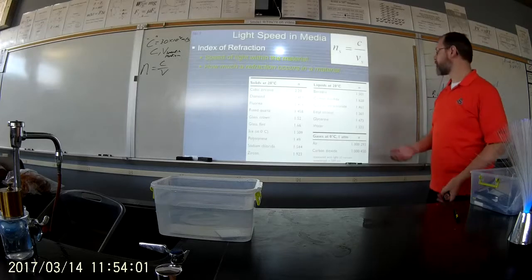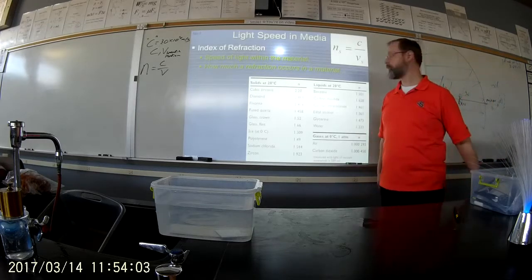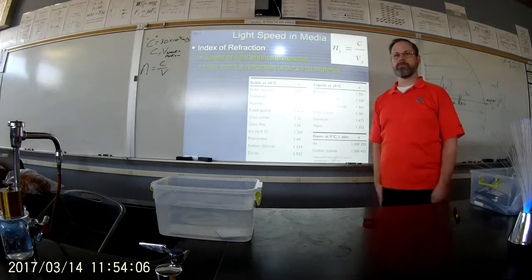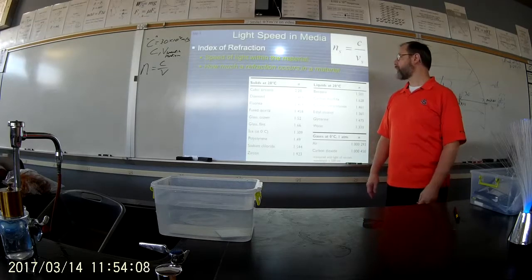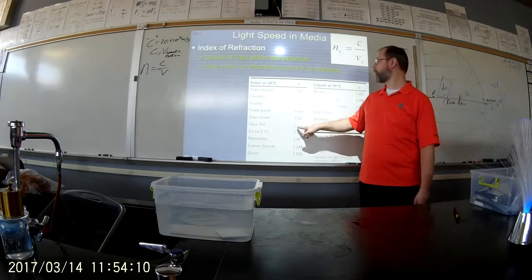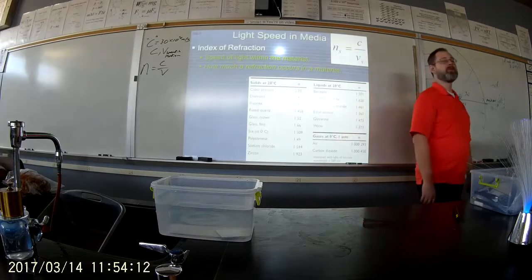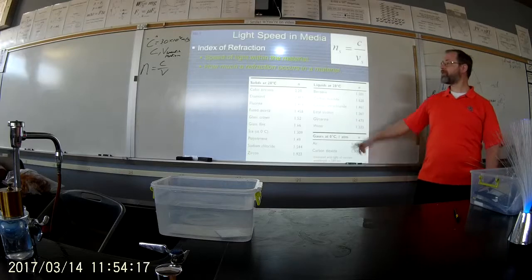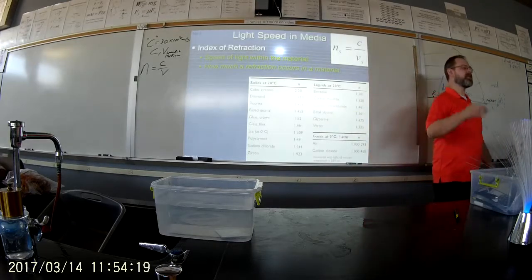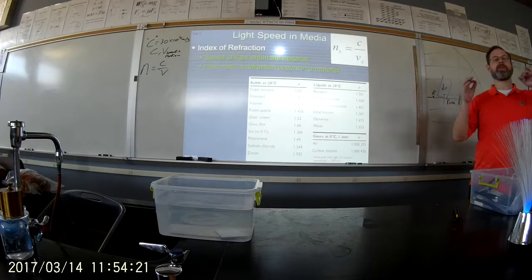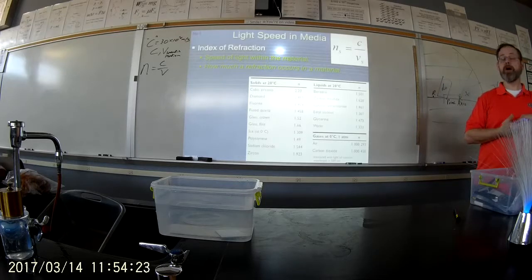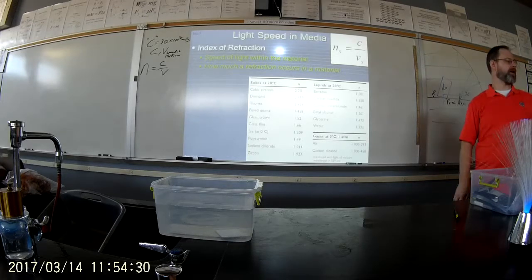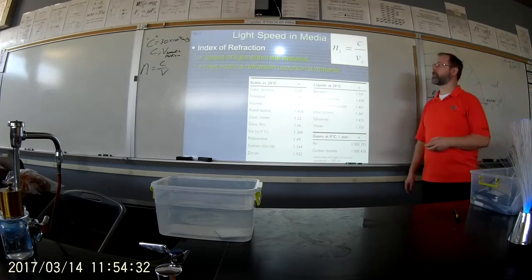In air, which is pretty close to a vacuum, we just say 1. In the other classes we're going to use, glass is usually 1.5 to 1.6. Water is 1.33. Diamond is 2.4. The reason diamonds sparkle is because light travels relatively slowly in diamond. We'll talk about why that is when we talk about internal reflection in a little bit.